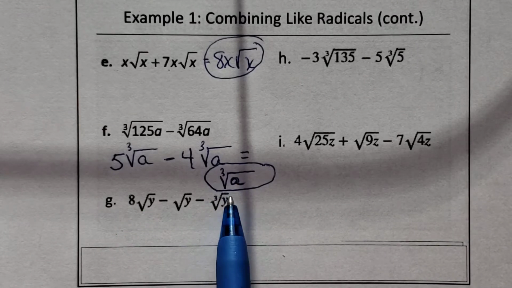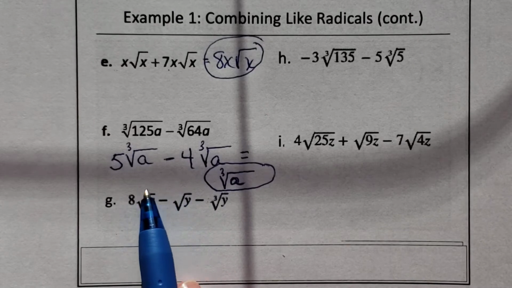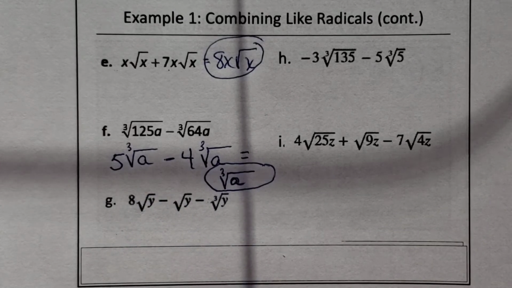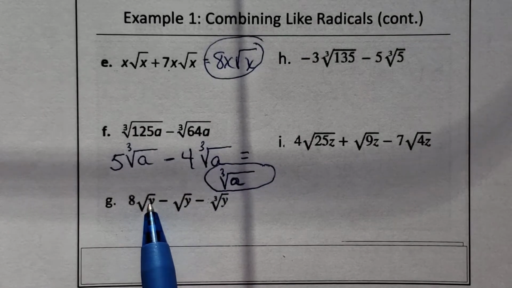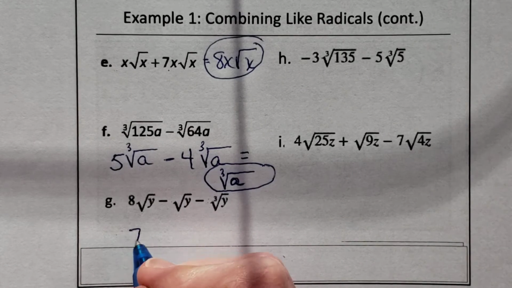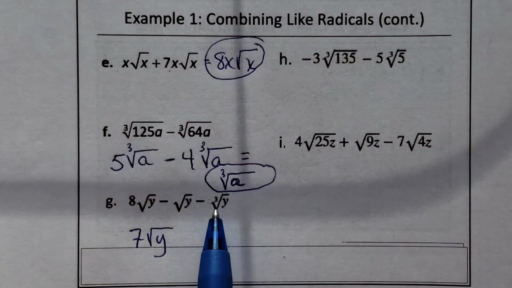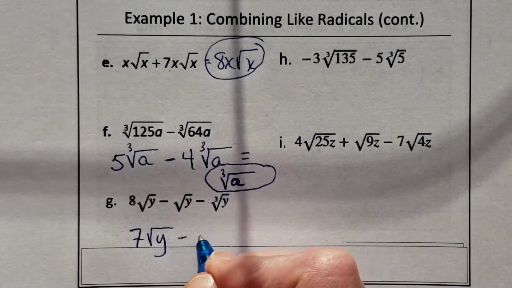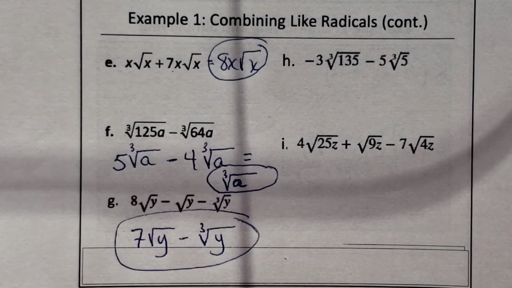Because that's a cube root and these are square roots, this is not like these terms. These are like terms together, but that's unlike the other two. So since these radicals match, we can do 8 minus 1. So 8 minus 1 is 7 square roots of y. And since this is not a like term, that is part of your answer.